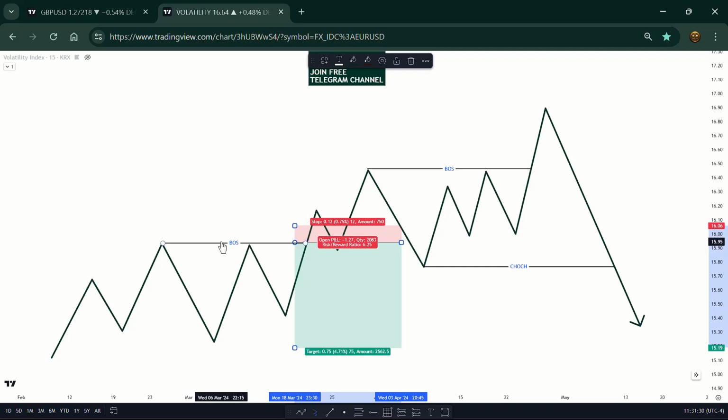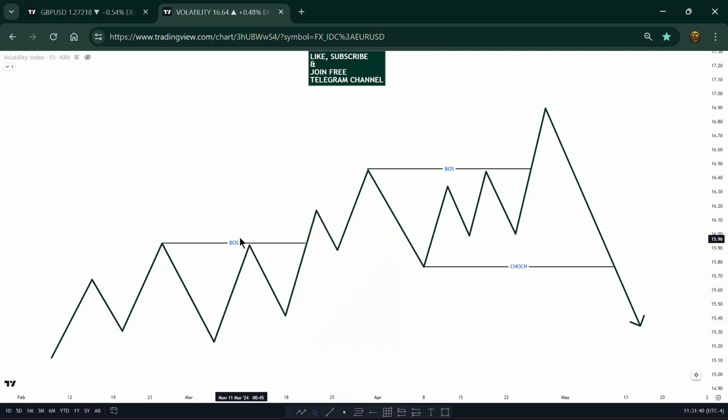Now, even if you are looking at this as an SMC trader, when you're looking at it on the analysis time frame, you are expecting the market to go to the upside.